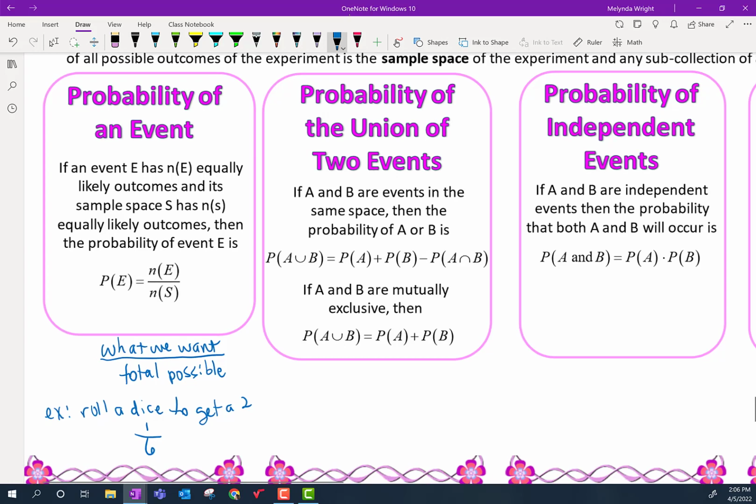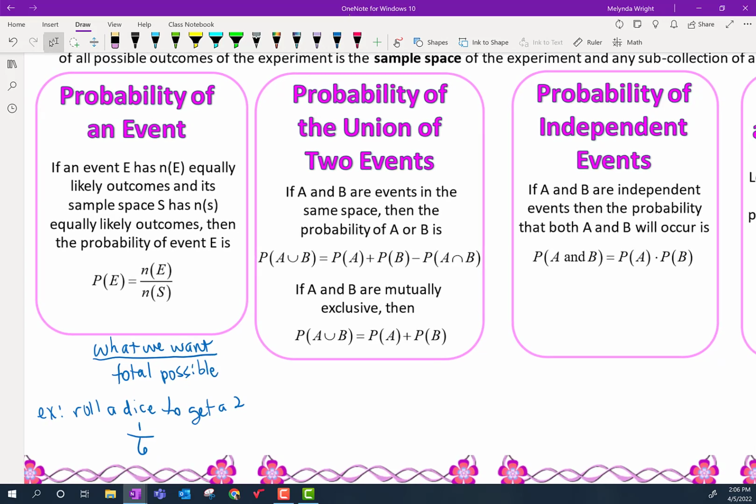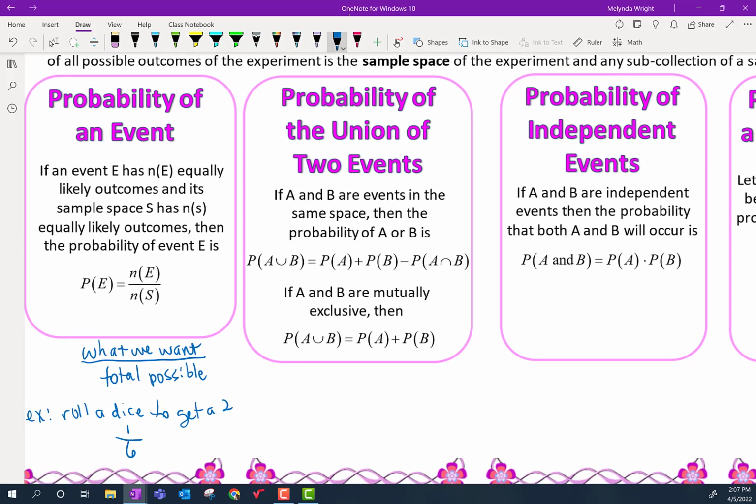Then we've got the probability of the union of two events. And so this little notation, this is a set notation, it means union. In words, it's A or B. A or B is union. What would we do? We would get the probability of the first event. We would add the probability of the second event, and then we would subtract from it the probability of the intersection. So the intersection of those two events.